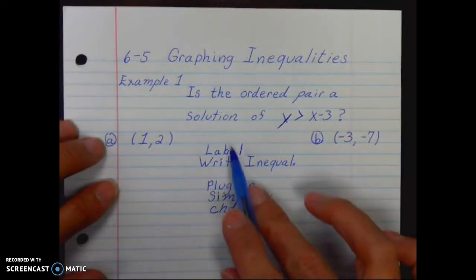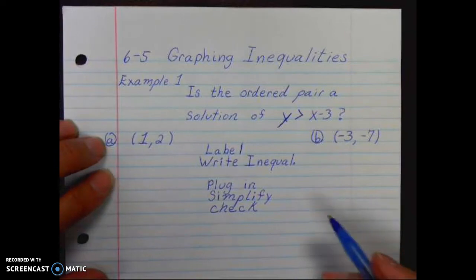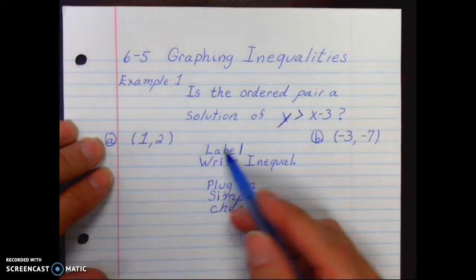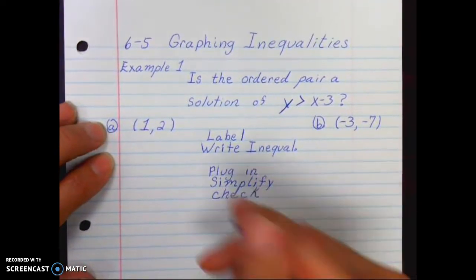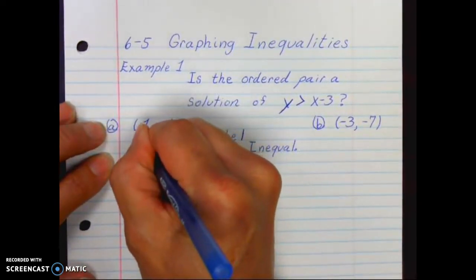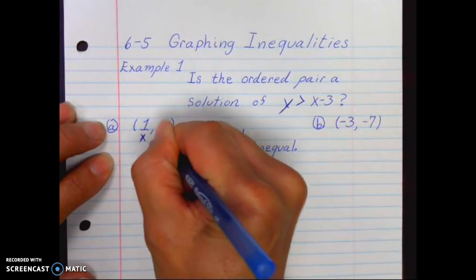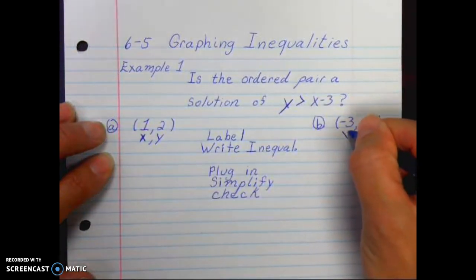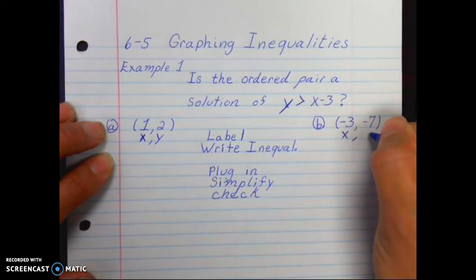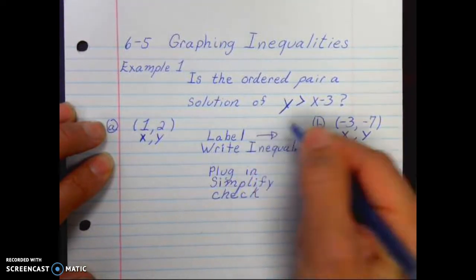So here are our steps that I put in the middle. The first one is label, all right? Remember, this is an ordered pair. An ordered pair means x is first, followed by the letter y. So I'm going to do that on both, x over here and the letter y. So that's done. So make sure we label.